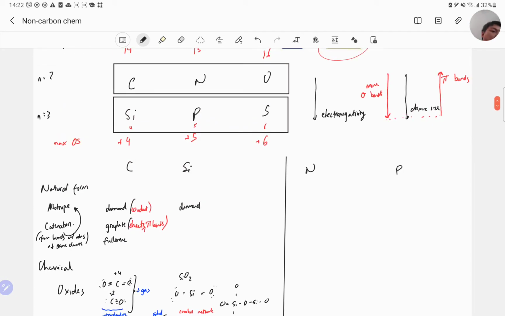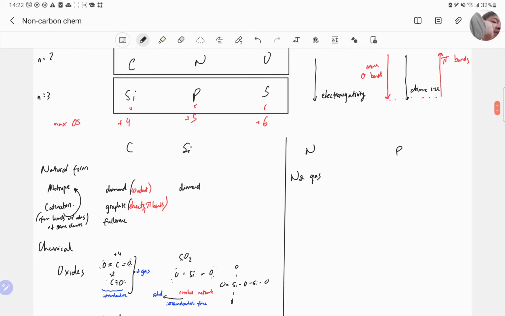So the natural form of nitrogen is nitrogen gas. It is quite inert. And so to break it down, you need a variety of different mechanisms. Whereas P exists as P4. I think it just exists as P4, but you have white and red.